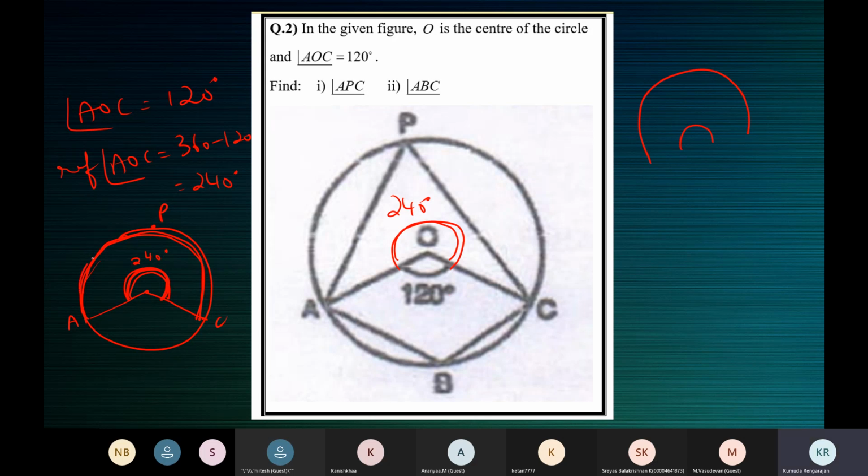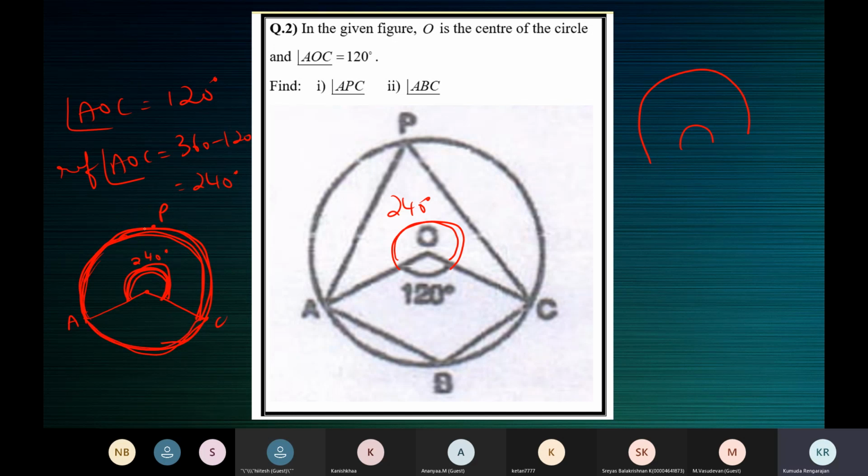So this major arc AC subtends an angle of 240 degrees at the center. This is the remaining part of the circle. This is the major arc. So the minor arc is the remaining part of the circle.